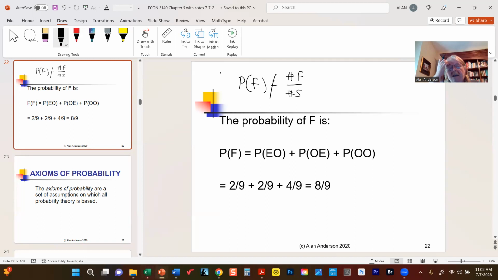Okay, so in other words, that rule only applies when all the outcomes are equally likely, which happens, but here that's not the case. So instead, the probability of F is obtained by combining the individual probabilities to come up with 8/9.